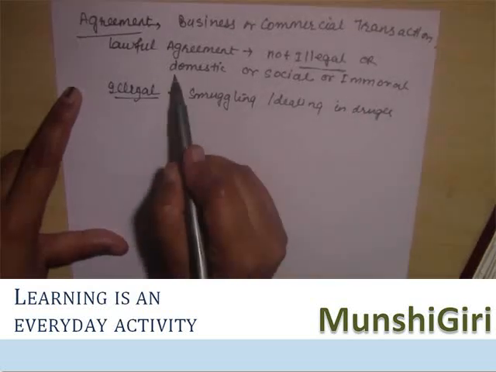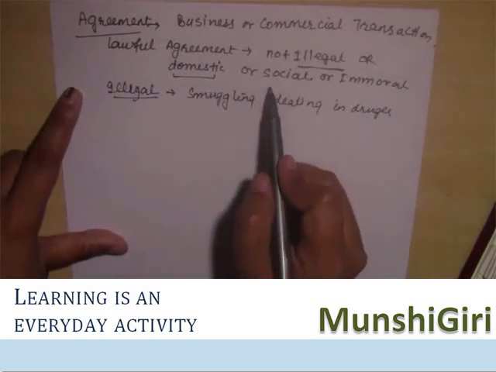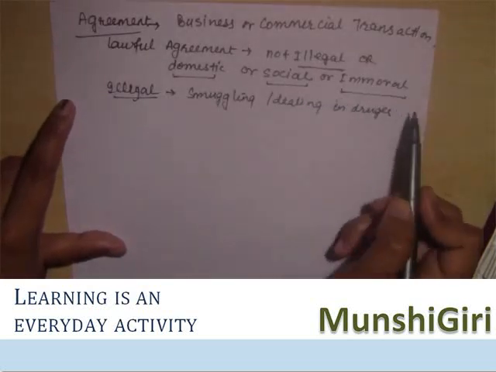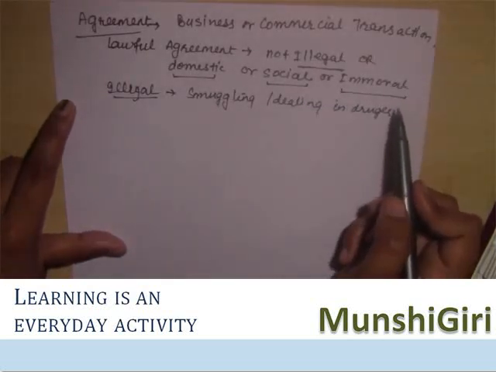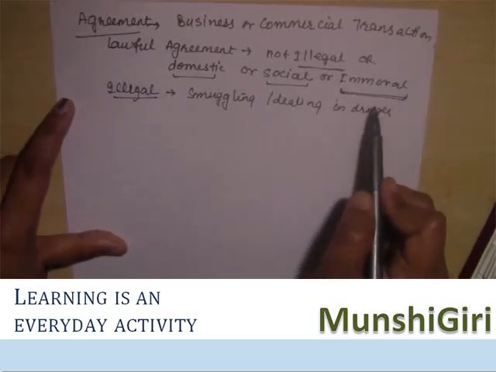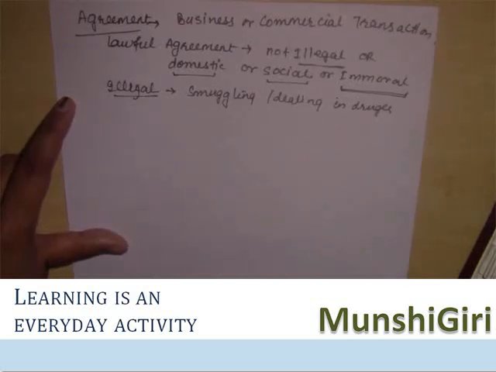Domestic implies relationship between the family members, for example, the father and mother. The social agreements cover the agreements with the relatives. The immoral means against the basic rights of a person. The agreements which are against the basic rights of a person will be covered in the immoral. For example, begging. So this is against the basic rights of a person.